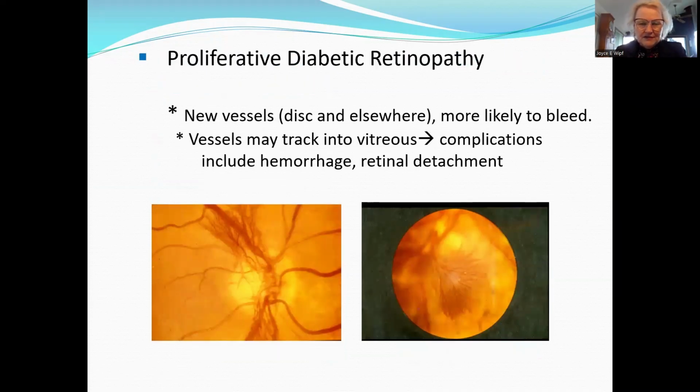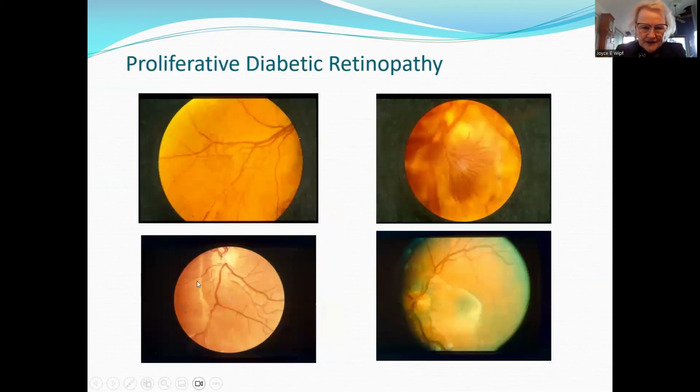Proliferative, these new vessels that form are unstable, more likely to bleed. Vessels may track into the vitreous, and then complications include hemorrhage and retinal detachment. And here you see an example of a lot of new vessels. As these new vessels form, fibrous bands can also form along them and then track into the vitreous, leading to complications. They also can develop retinal detachment. Here, the circles you see are signs of prior laser.